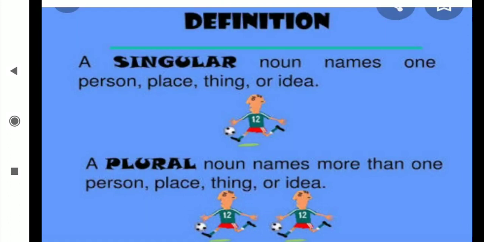A plural noun names more than one person, place, thing or idea. The plural number of nouns stands for anything more than one in number, which is not one, more than one. It expresses the names of multiple or more than one person, place, animal or thing.